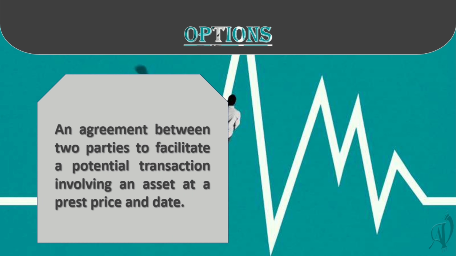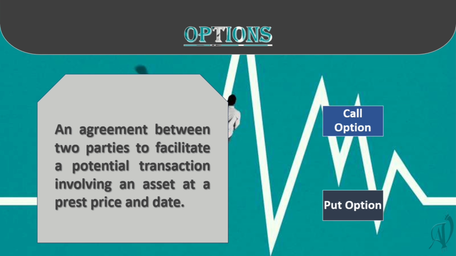Options are financial derivatives that give the buyer the right but not the obligation to buy or sell an underlying asset at an agreed price and date. There are two types of option contracts: call option and put option. We'll understand both of them.